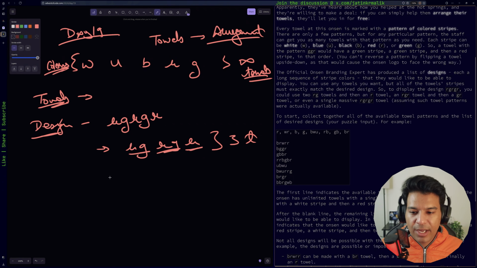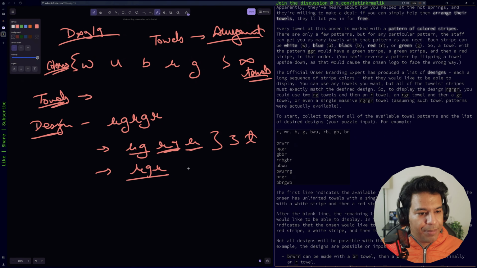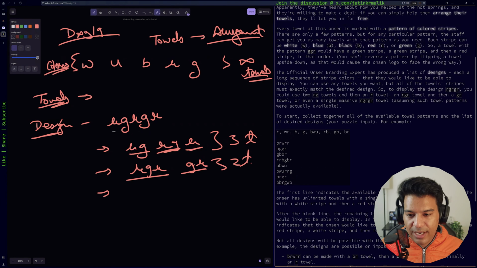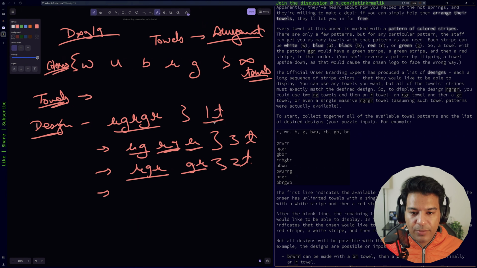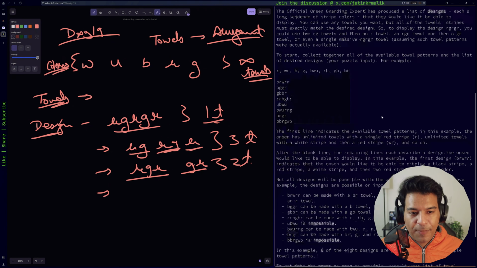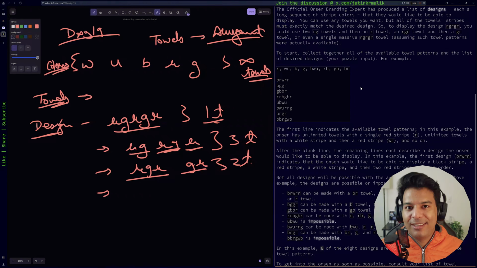Or it says that there is another solution where you can use a towel with an RGR pattern and then a GR pattern where you will use two towels. And of course, this is assuming, or even a single massive towel. So you can even have one towel, which will probably directly fulfill the design. But assuming that such a towel pattern were actually available. I can see where this is going, but let's read on.